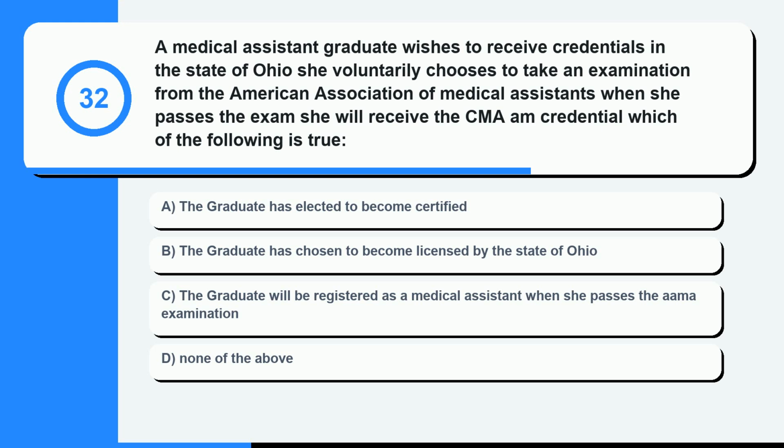Question 31. A woman is being accused of failure to pay her medical bills. Which of the following classifications of law is she violating? A. Criminal law. B. Civil law. C. Felony. Or D. Family law. The correct answer is B.